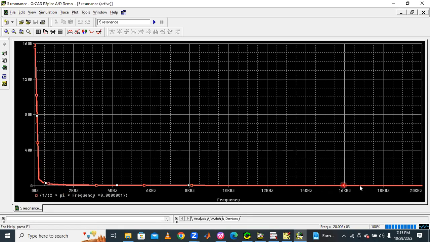This is the characteristic of XC versus f. This is frequency and this is capacitive reactance XC. At zero frequency, the value of reactance is approximately 160K, ideally infinity, practically a maximum value of 160 kilo ohms. So 120, 40, like this, capacitive reactance on the y-axis and frequency on the x-axis. This is the XC versus frequency curve. Like this, you can simulate using PSpice.